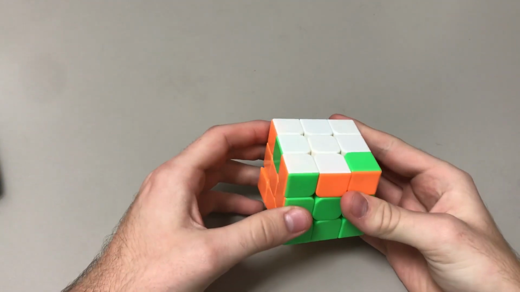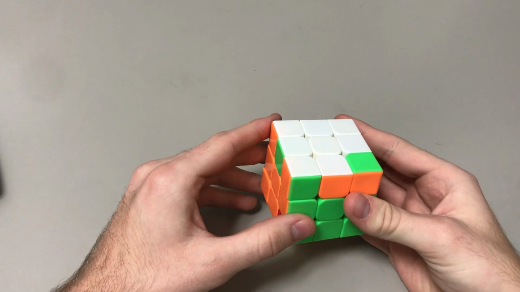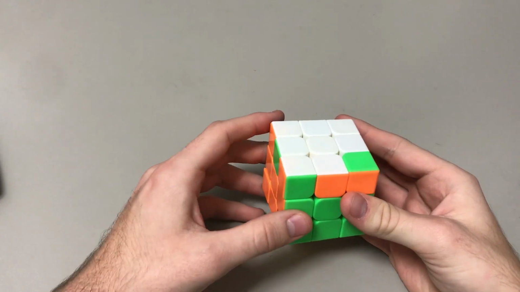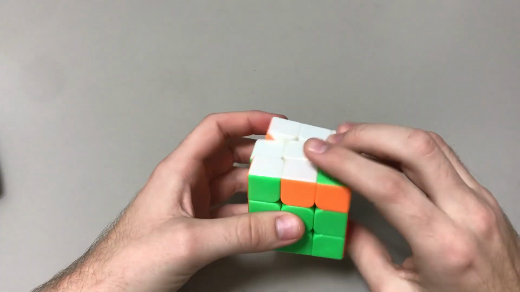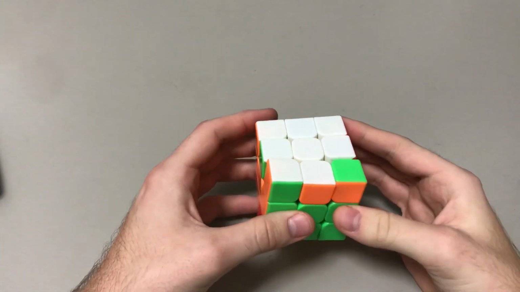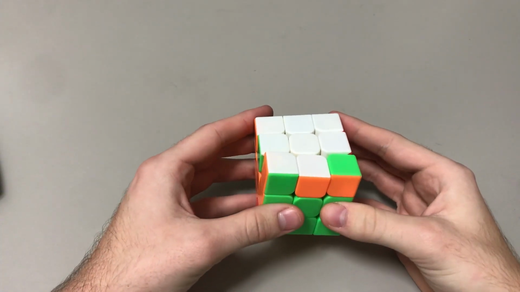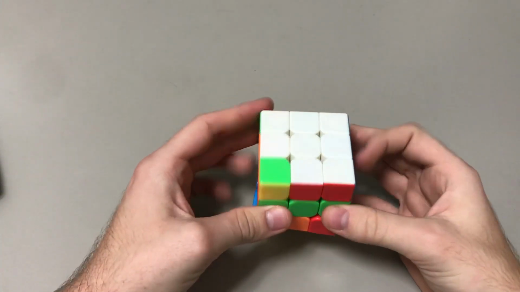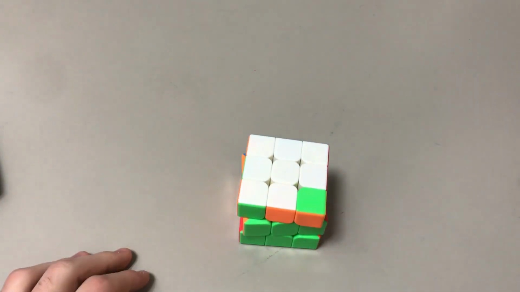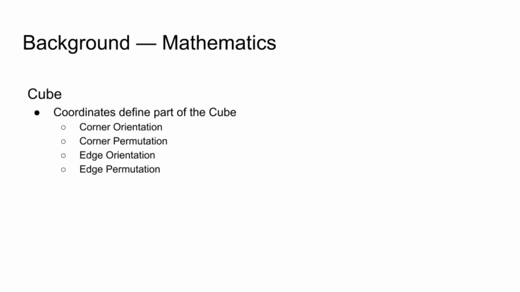Note that this definition of edge orientation runs slightly counter to the definition used by most cubers, which defines it around the F and B faces. I chose this definition of edge orientation so that both edge and corner orientation would be defined around the same faces. These four coordinates fully define the cube, which means that if all these coordinates are solved, the cube must also be solved. It also means that any other coordinate can be generated from these four base coordinates.